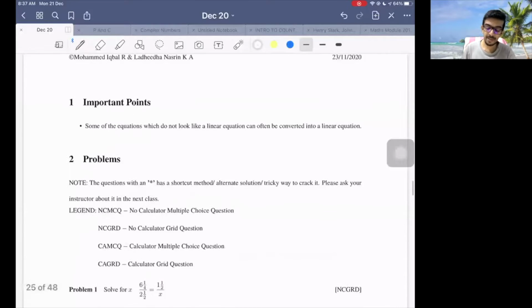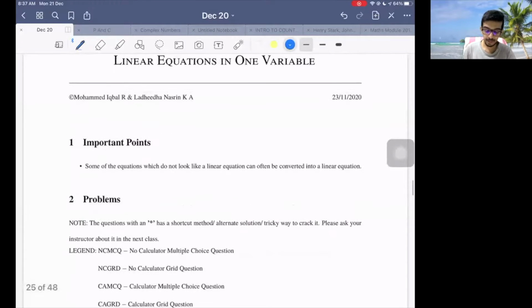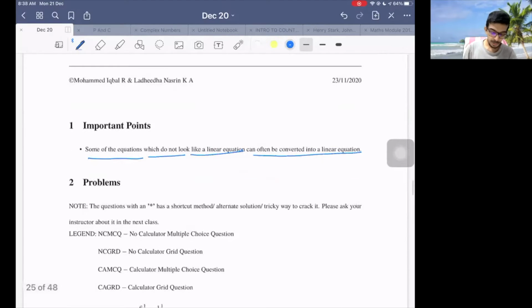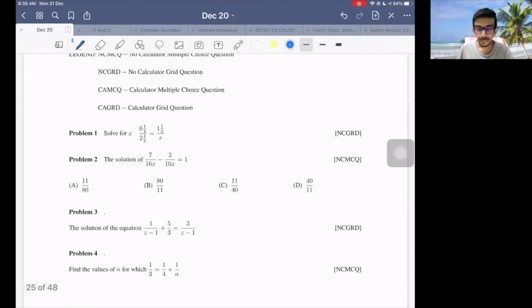Yeah. So the idea we are discussing is simple. Some of the equations which do not look like a linear equation can often be converted to linear equations. Let's see some questions. So first question. Solve for x. 6 and 1 by 4 divided by 2 and a half is equal to 1 and a half divided by x.